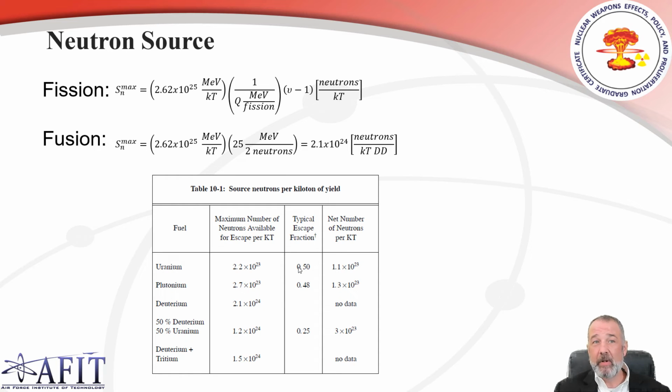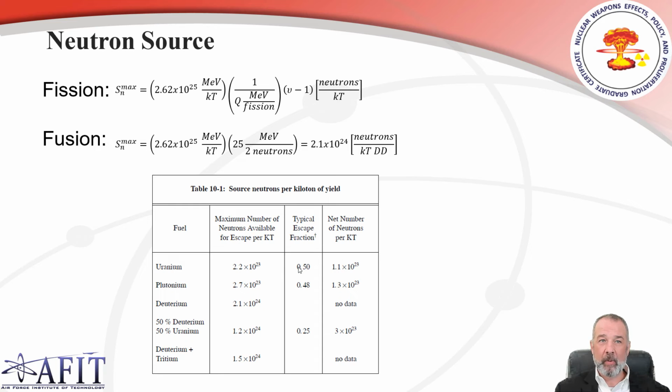So the net number of neutrons that escape per kiloton for something like a uranium weapon is about 10 to the 23rd neutrons. For plutonium, we're producing slightly more neutrons, slightly less of them are going to get out, but overall, we're at about the same, 1.1 versus 1.3 times 10 to the 23rd. So this is the neutron flux that we can expect emanating from a fission weapon.